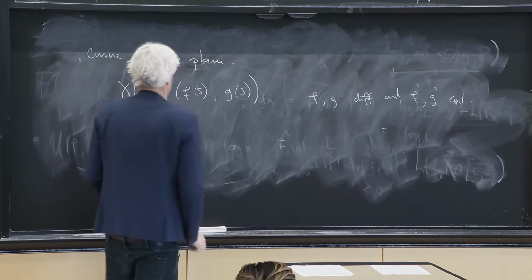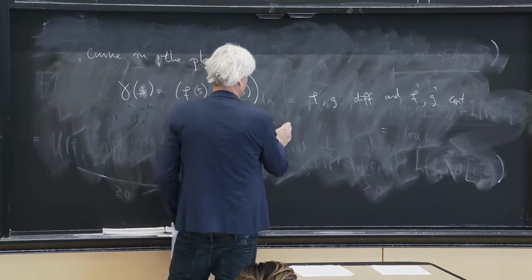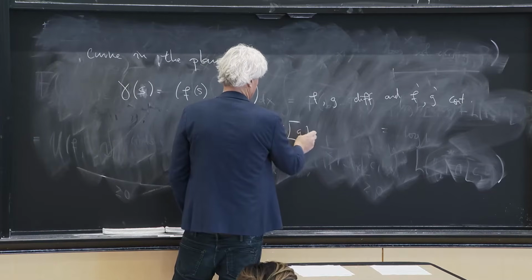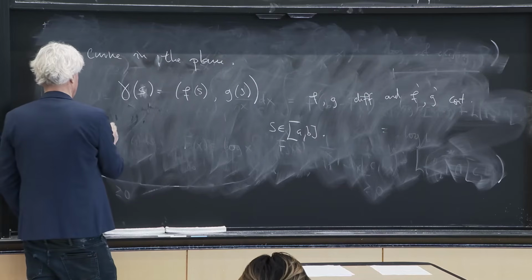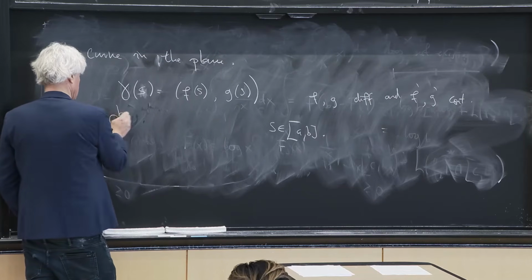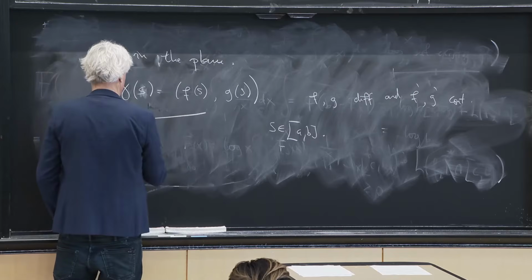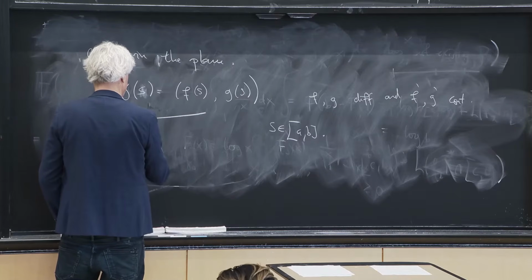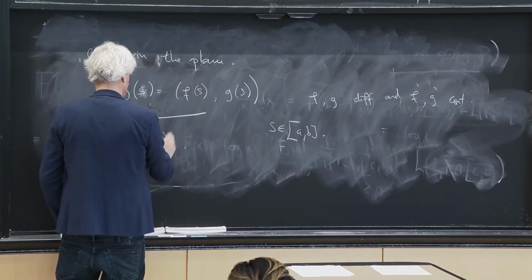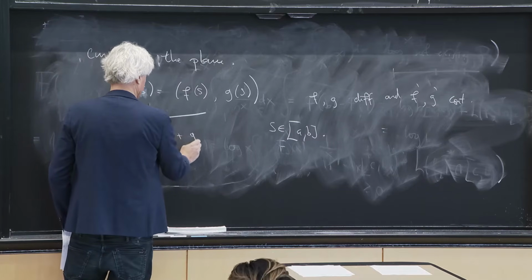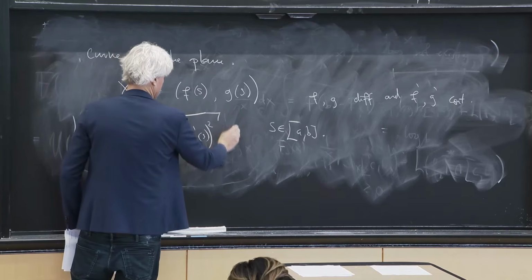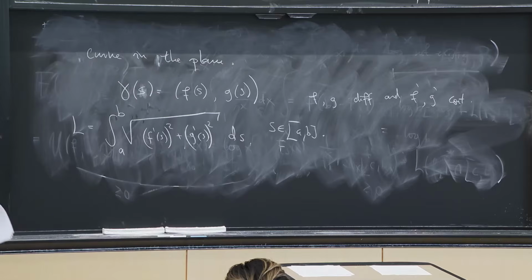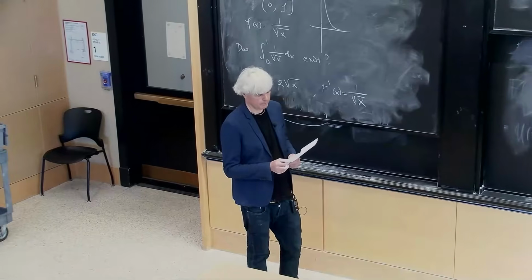So suppose I have such a curve, and s is running in an interval from a to b. Then the length of the curve is, by definition, the integral from a to b of the square root of f prime of s squared plus g prime of s squared ds. So this is the length of the curve. Maybe I'll talk a little bit more about that next time.